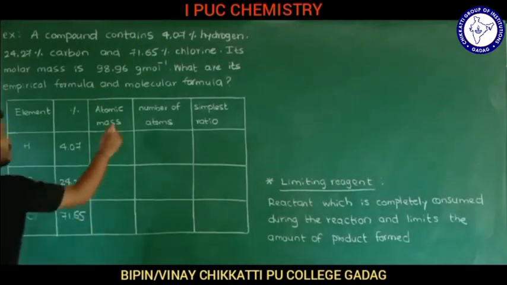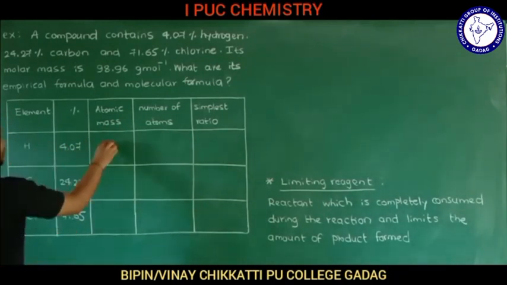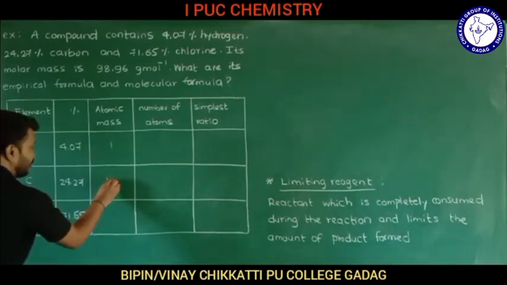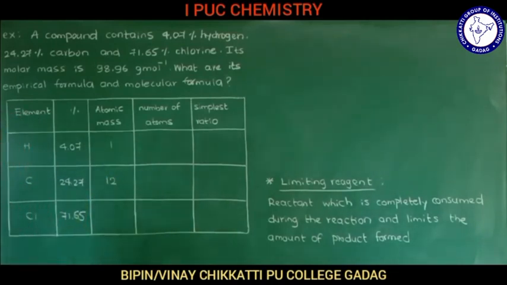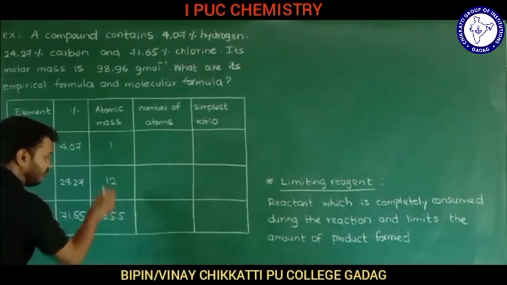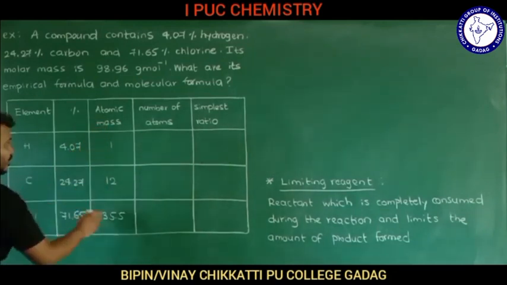The third column is atomic mass. We know the atomic mass of the frequently used elements. The atomic mass of hydrogen is 1, the atomic mass of carbon is 12, and the atomic mass of chlorine is 35.5. You need to remember that. So you should know the atomic masses here.